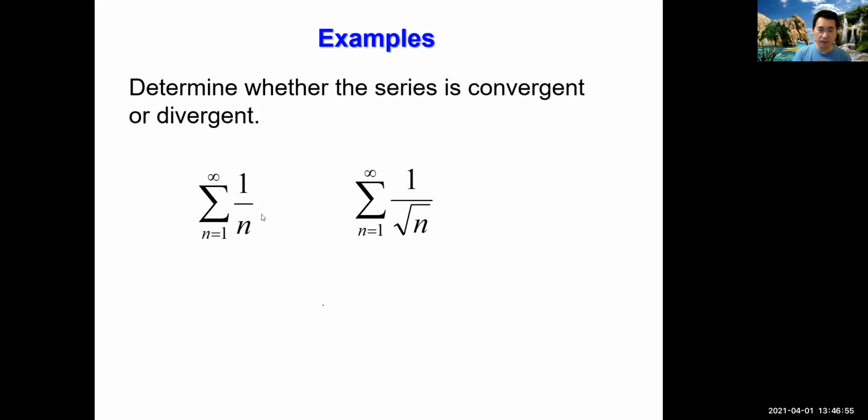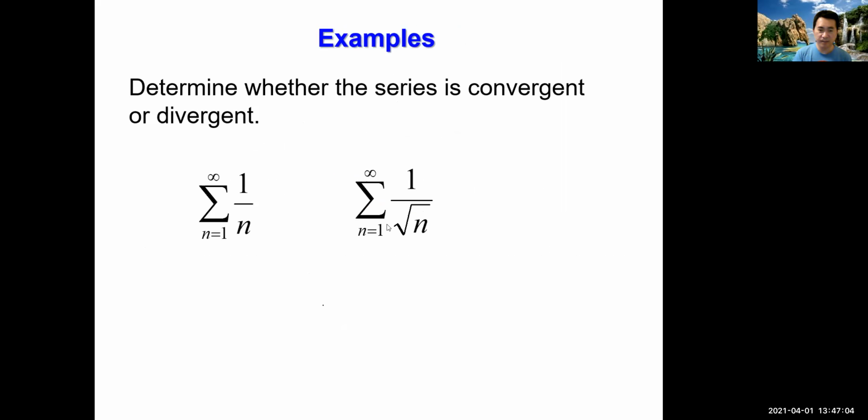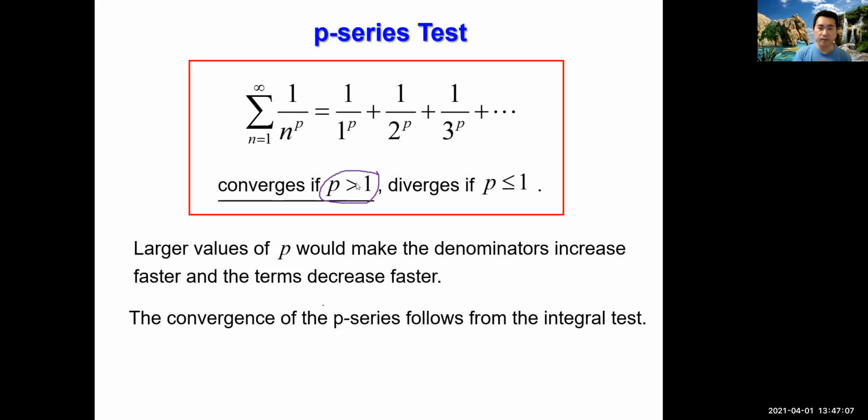So if you look at the one that we have, this is 1, and this is a half. If the power p is 1 or a half, so less than or equal to 1, then this series diverges. If the power p is more than 1, like 1.5 or 2 or 3, then the series would converge. Again, the convergence of this p-series follows directly from the integral test. That finishes the first part of 9.3.